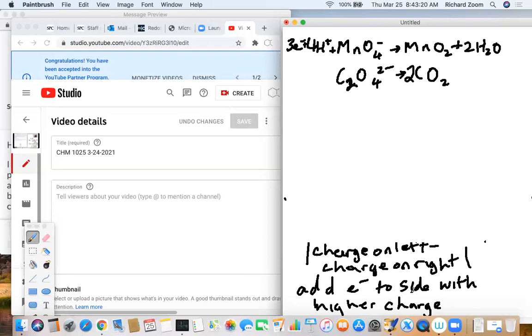Oh, okay. Now look at the equation I've got down here. Charge on the left minus charge on the right. So 3 minus 0 is, sorry, 3 minus 0 is 3. And then we add the 3 to the side that had the higher charge. So the side that had the higher charge was the side that had 3. So I added 3 electrons to that.